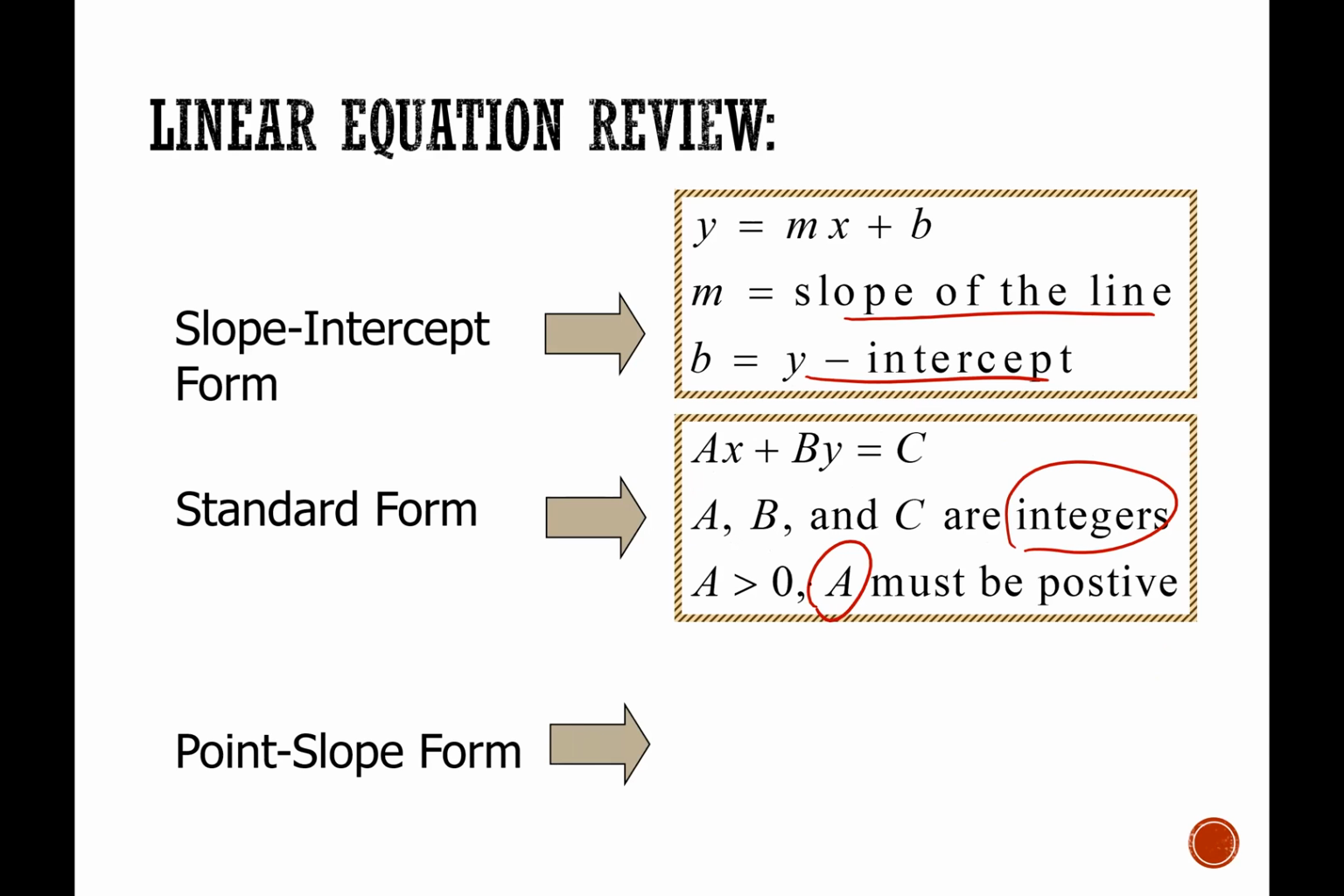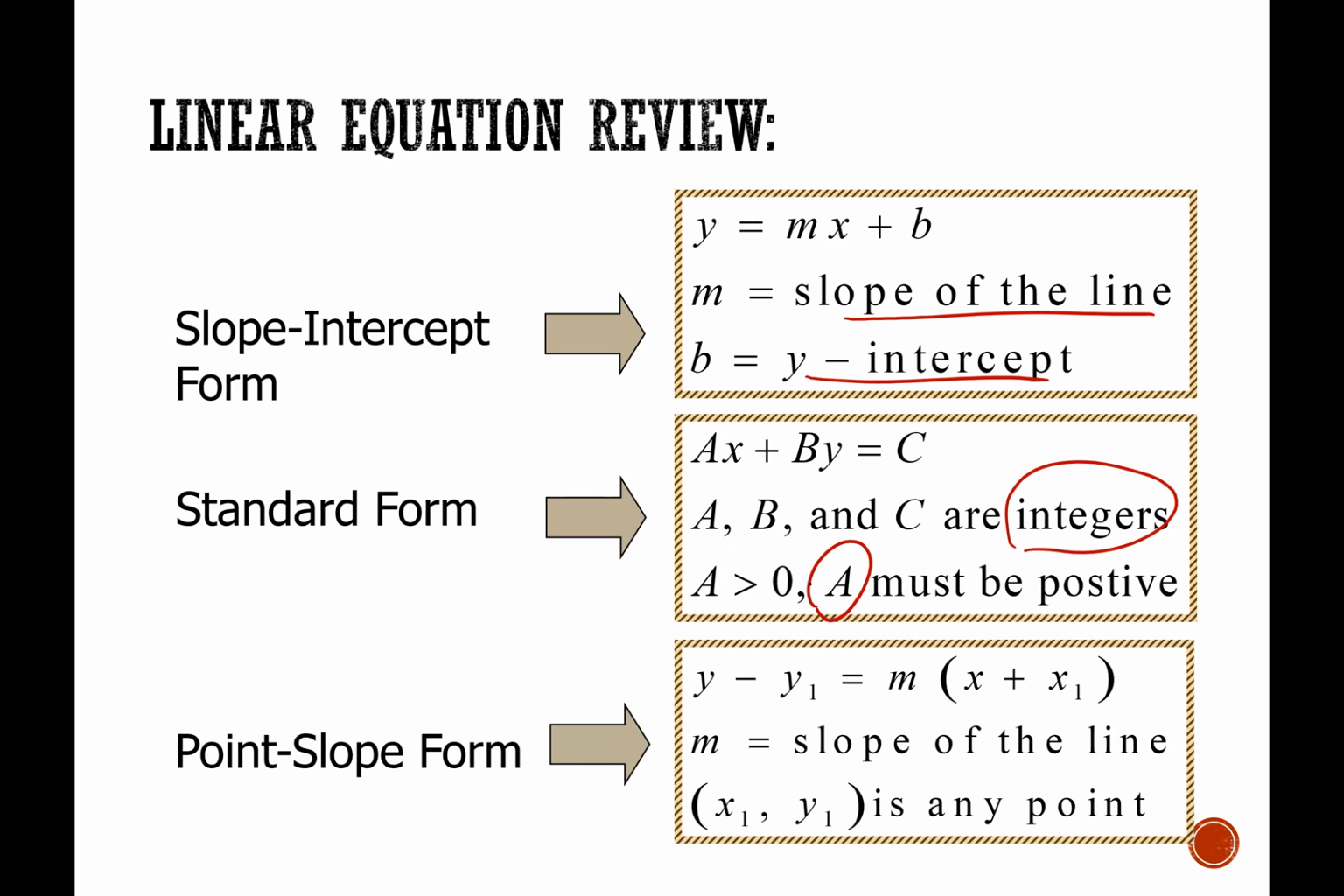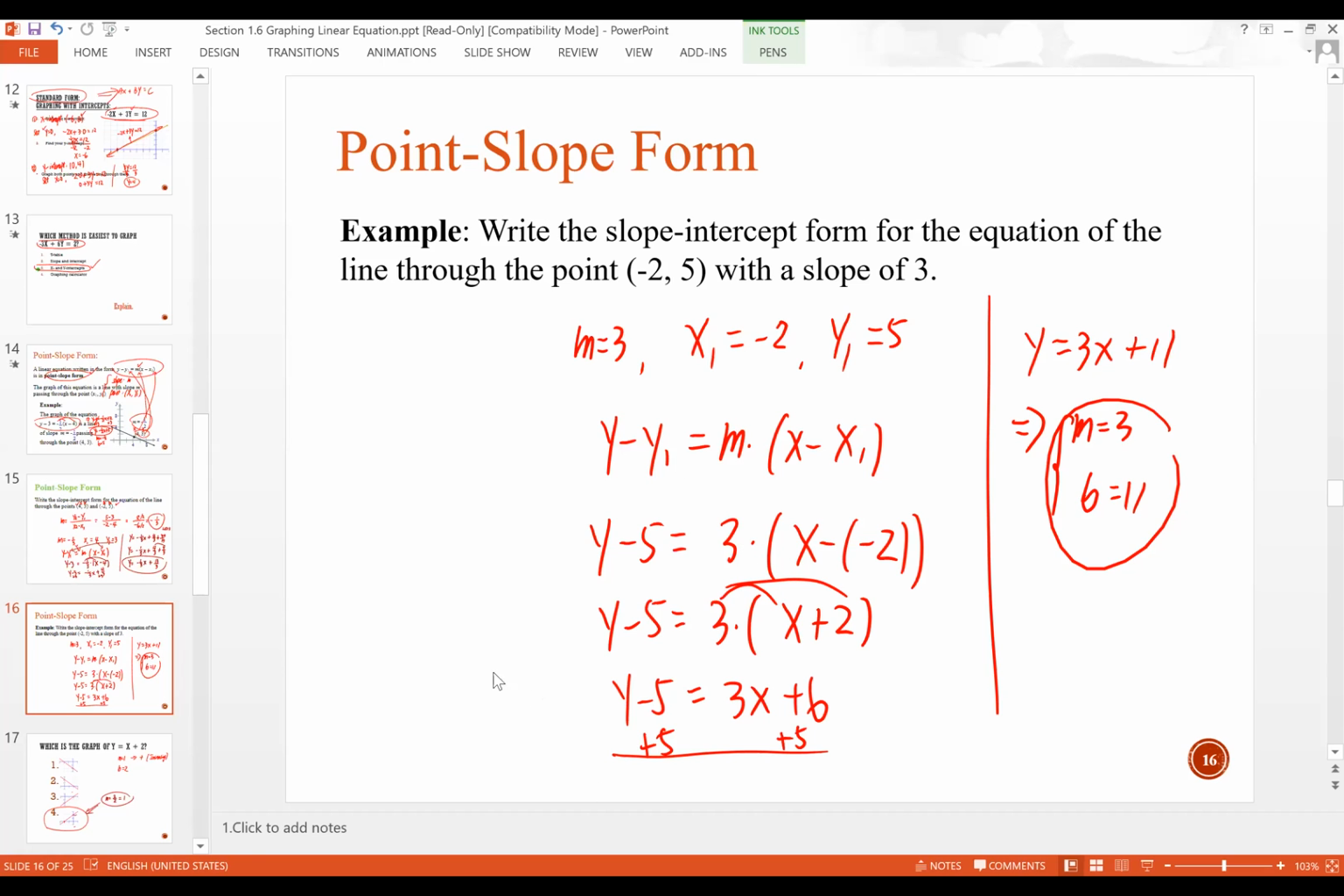And a point slope form. Okay. So we get a slope, and then we have an ordered pair, a point. Then we get a point slope form. Okay. So this is everything on section 1.6, and let's move on to 1.7.